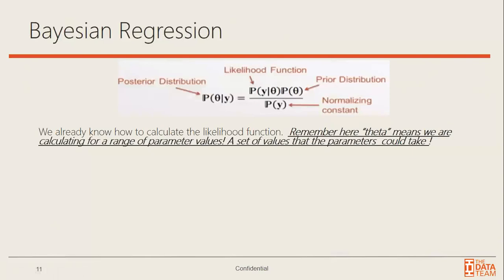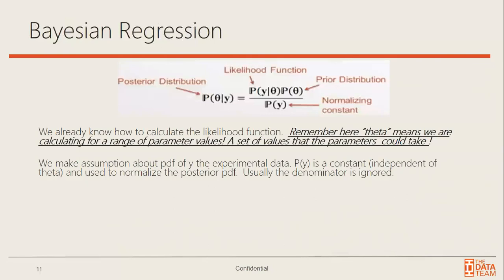We already know how to calculate the likelihood function. We said it's simply a product of all the probabilities. Also remember that theta means not a single theta. It's a range of parameter values, a set of values that all the parameters could take. Therefore, the parameters will have different ranges. We make an assumption about the PDF, the distribution of y, which is the experimental data. We have to make some assumption.